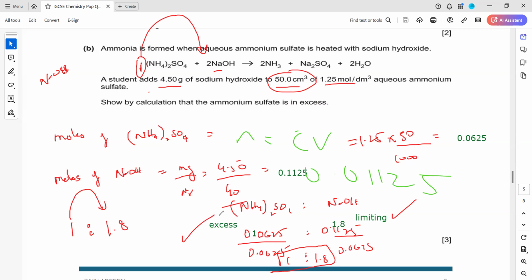So how will you score the marks? 1 mark you'll get for the moles of ammonium sulfate. 1 mark for the moles of sodium hydroxide. Then take the mole ratio and compare with the equation. According to the equation, 1 needs 2. But according to our values, 1 is 1.8. So we have less sodium hydroxide. So sodium hydroxide is limiting, or ammonium sulfate is in excess. Is it clear? Discussion? Okay.